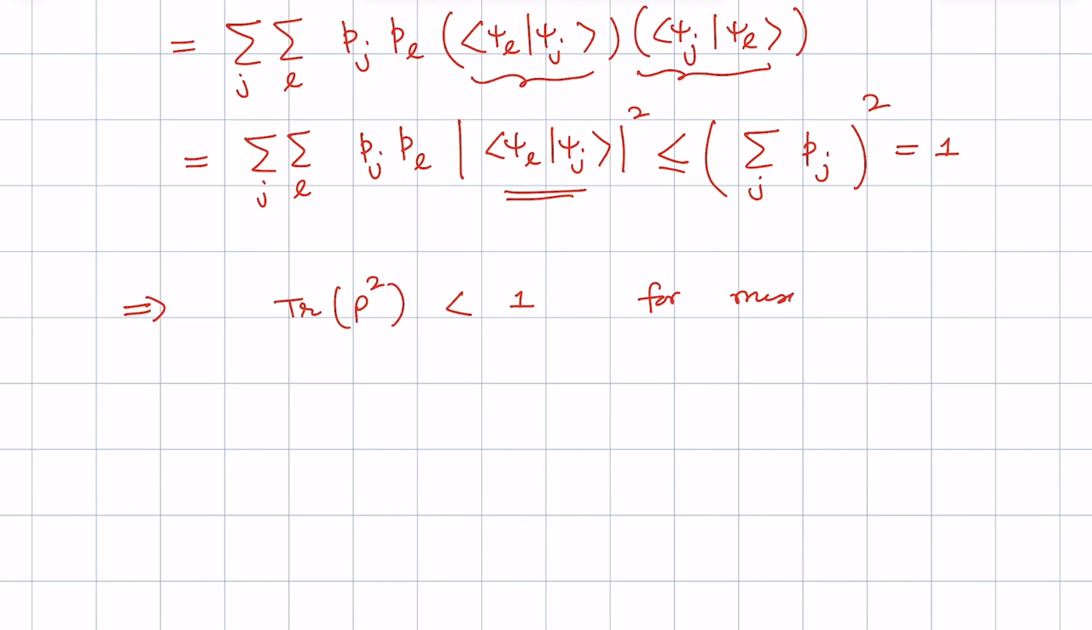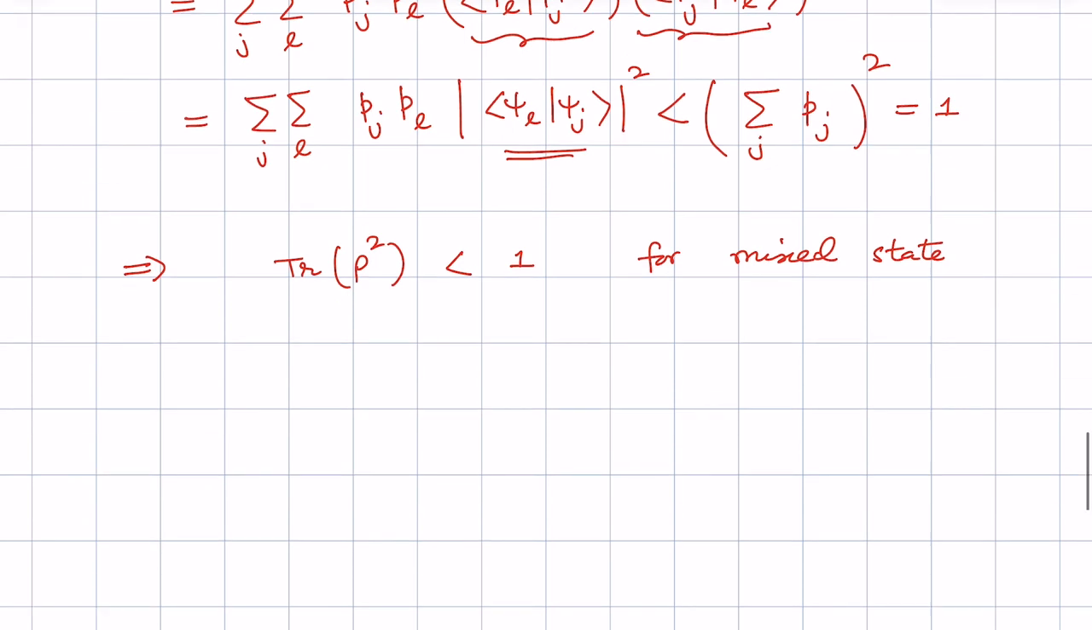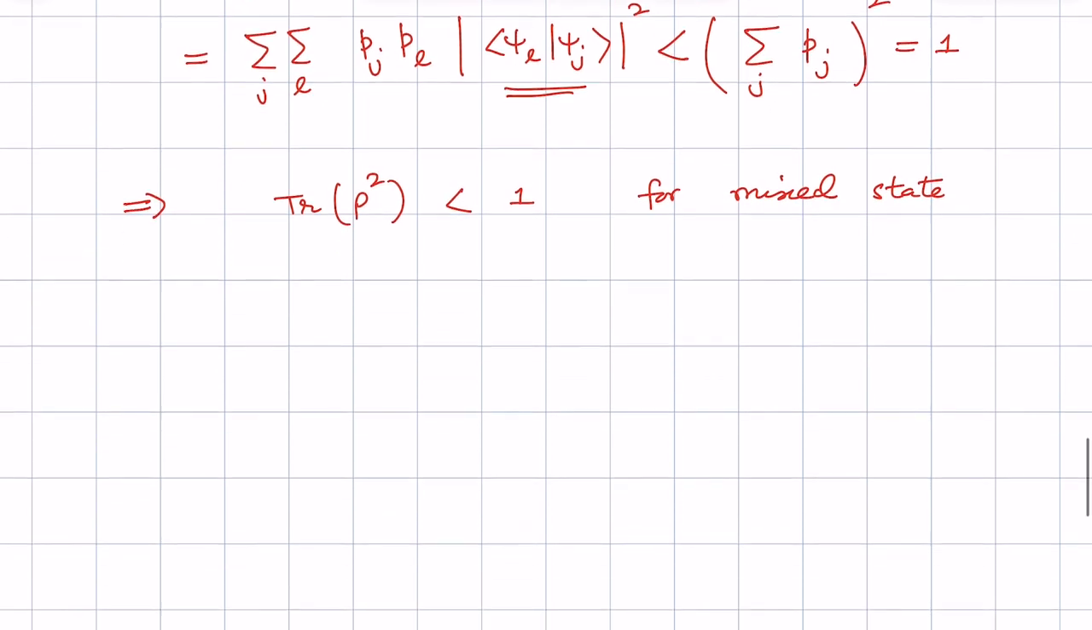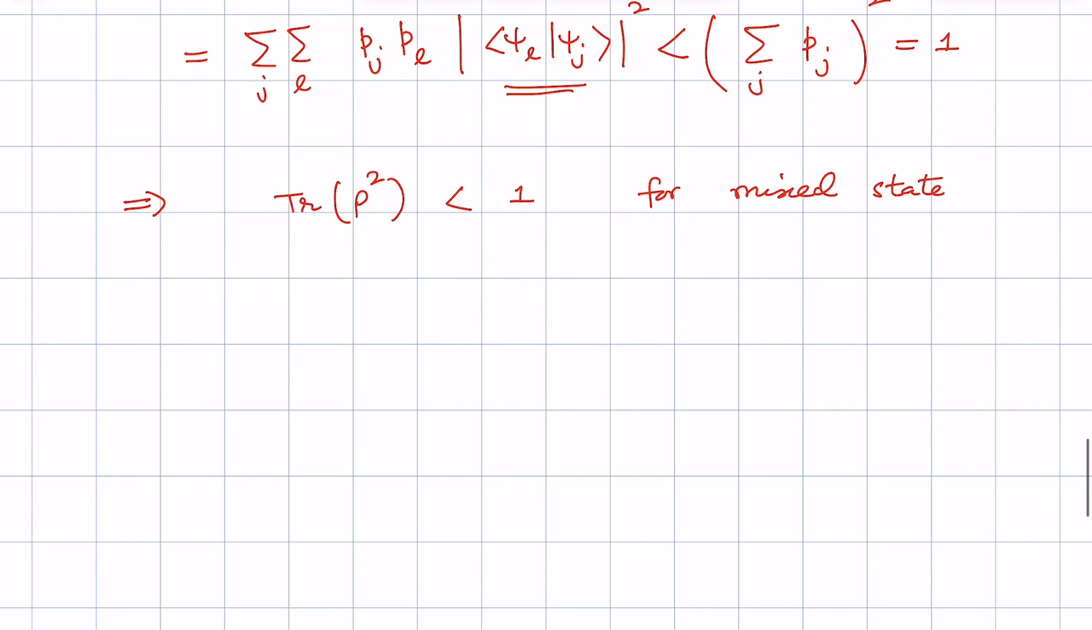For a pure state, by the way, I should better write 1. Only for a pure state does it equal 1, because when l is equal to j, the trace of rho squared is 1. So we have just found a way, using the density matrix, to distinguish a mixed state from a pure state. Let me conclude.